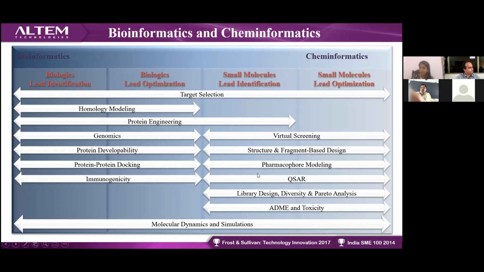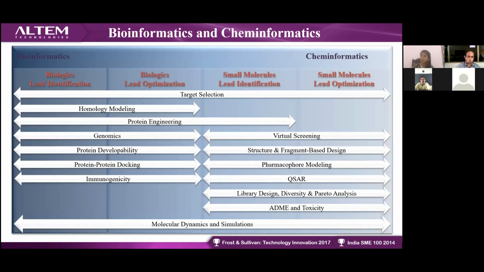And apart from that, library design, you can design your own library as well as diversity and Pareto analysis. And apart from that, ADMET and toxicity. So in wet lab studies, you can study with cell lines, but here ADMET and toxicity studies you can study through bioinformatics approaches. There will be a set of parameters available to test it, and with the help of those parameters, you can conclude these are the specific toxicity or specific molecules. It can fall under this category. So that's why you will be doing ADMET and toxicity study.